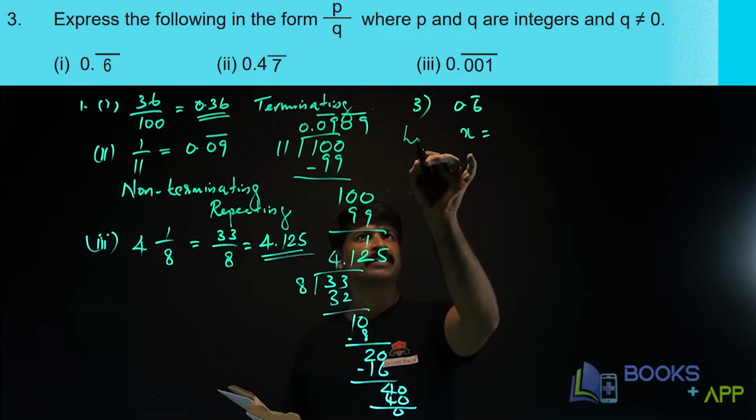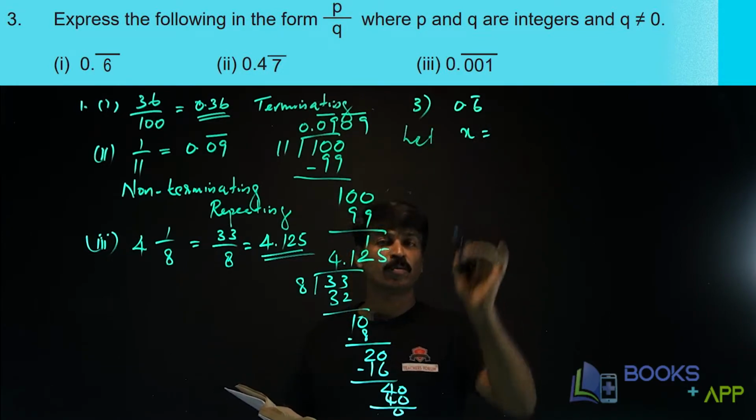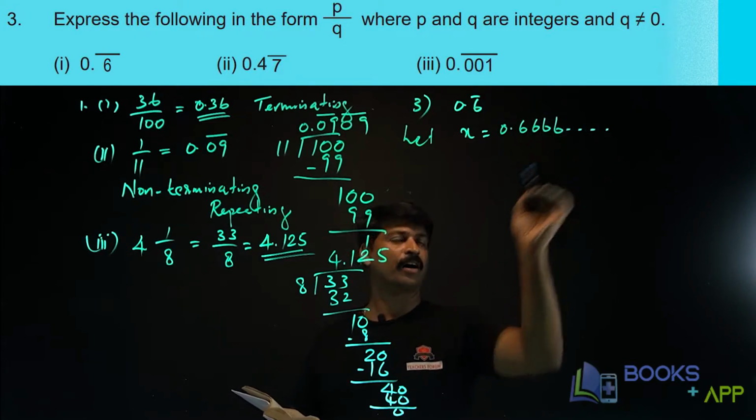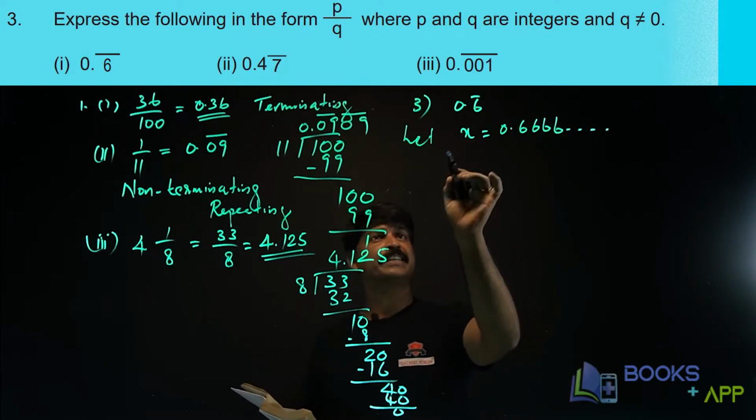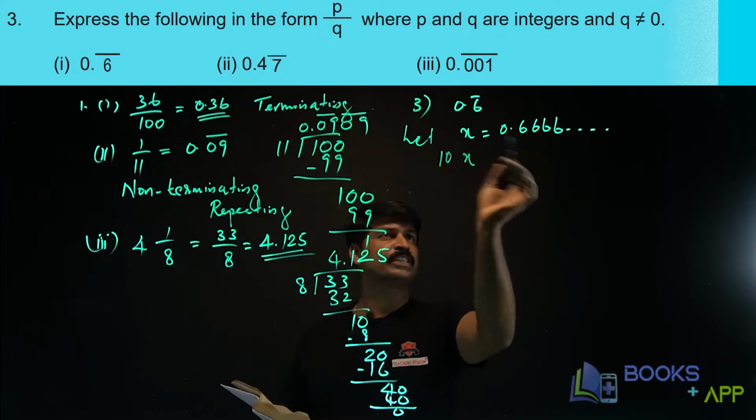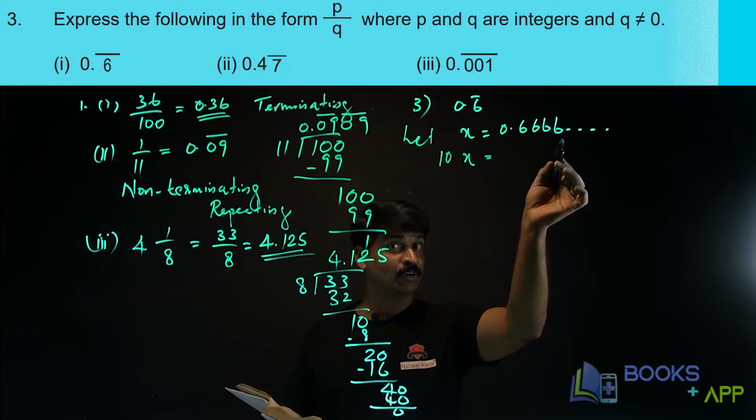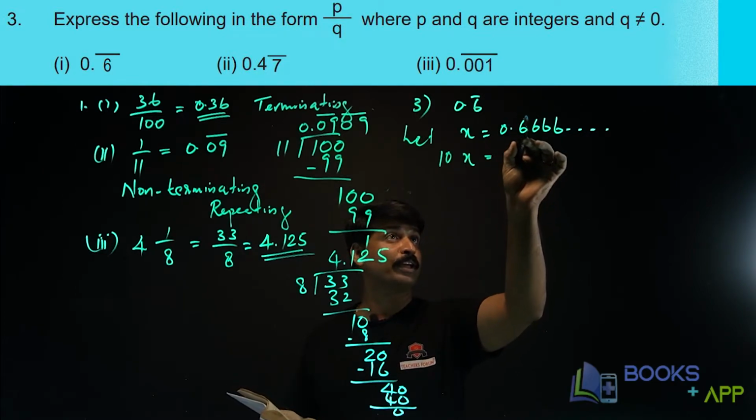Let x is equal to what? Let x is equal to 0.6 bar, that is 0.666 etc. Multiply this by 10. What do you get? On both sides you multiply by 10. So 10 into x, 10x. Here when you multiply by 10, what happens? Decimal point, that point will move to this side.